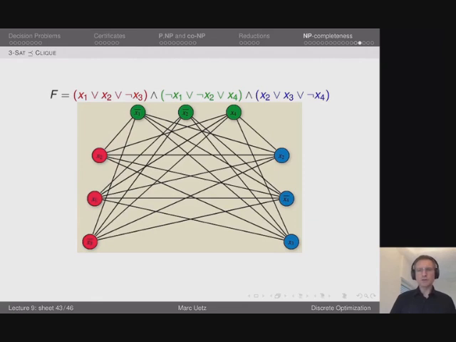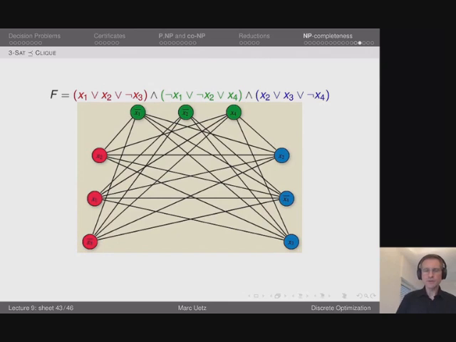And now the claim that I want to prove is that this formula is satisfiable if and only if I find a clique of size m, the number of clauses in this formula, in this case 3. So if and only if there is a clique of size 3 in this graph. And one thing should be clear: there can only be cliques of size at most m, or in this case 3, in this graph, simply because we have no edges amongst the nodes that belong to the same clause, right?